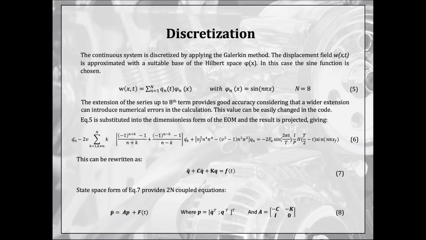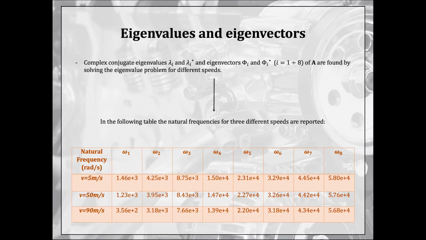The expansion is substituted into the dimensionless equation of motion, and the result is projected on a basis of the Hilbert space. The compact matrix form of the discretized system is achieved, where Ft is the projected form of the forcing vector. From this, the state space form then provides 2n coupled equations, as shown in equation 8. The eigenvalue problem is then solved for different speeds, and the complex conjugate eigenvalues and eigenvectors are found. It is to note that the eigenvalues are all complex with 0 real parts.